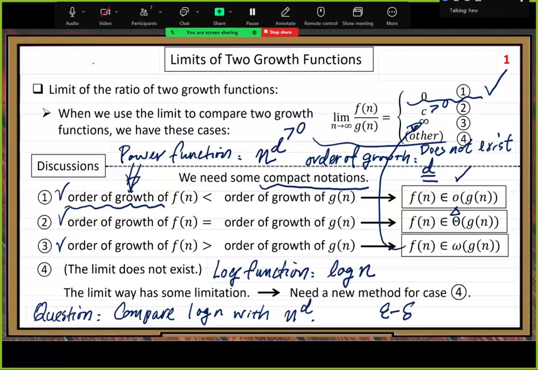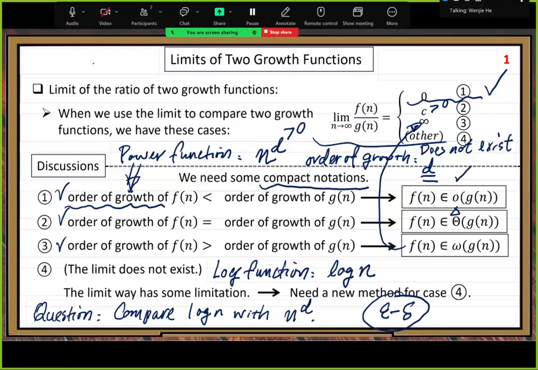Any of you? Yeah, very abstract. In calculus, the definition is very abstract. So here I do not do this. I will not go there. But there is one little idea from epsilon delta language we may borrow here to describe order of growth of the log function. So what's that?